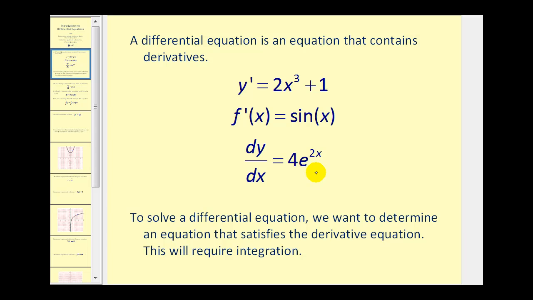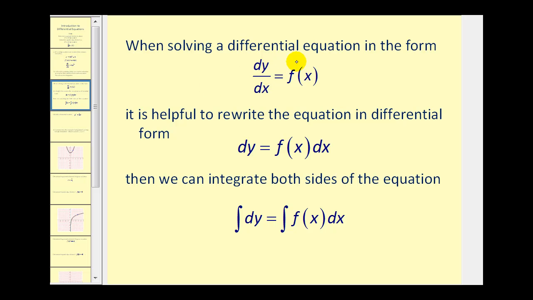To solve a differential equation, we want to determine an equation that satisfies the derivative equation, and this will require integration. So to solve a differential equation in this form, it's helpful to write it in Leibniz notation and then in differential form. Remember, if dy dx equals f of x, then dy is equal to f of x dx. Once it's in this form, we can integrate both sides of the equation, which will allow us to solve the differential equation. Let's go and take a look at how this is done.